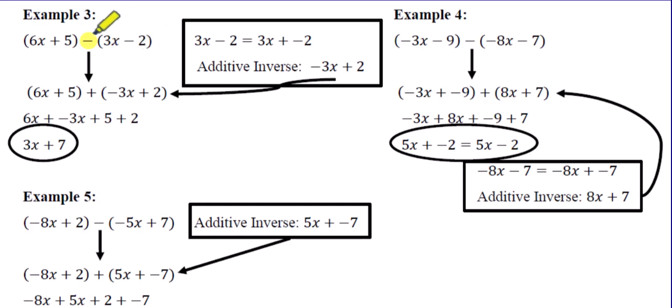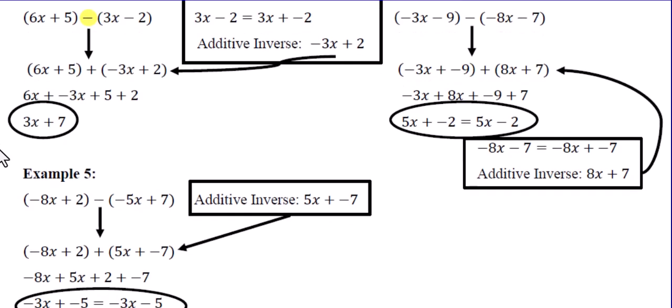So when I found the additive inverse of 3x minus 2, since this was subtraction, I did rewrite it as 3x plus -2. So the additive inverse of that is -3x plus 2. So I'm going to add the additive inverse, which we identified as -3x plus 2. Once everything is addition, you're able to reorder it with like terms side by side. 6x plus -3x is 3x. +5 plus 2 is going to get us +7. Now I want to look at example 5 and then we'll bounce back to example 4.